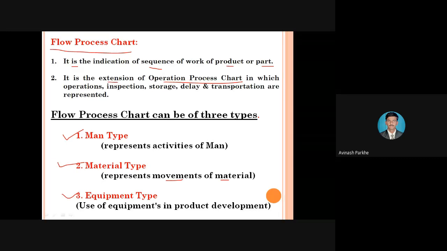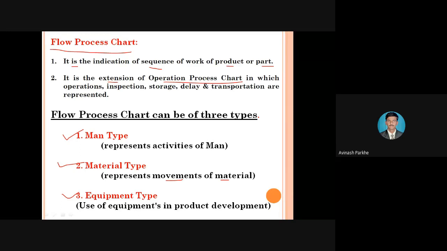Cycle time means the amount of time required to convert the raw material into the finished goods. While converting that raw material into the finished goods, a number of operations are performed on that particular product. So if any unnecessary operations are observed through that flow, such types of unnecessary operations can be identified by using this flow process chart.